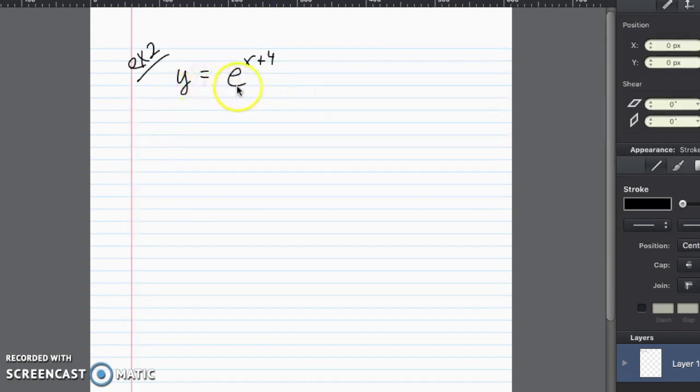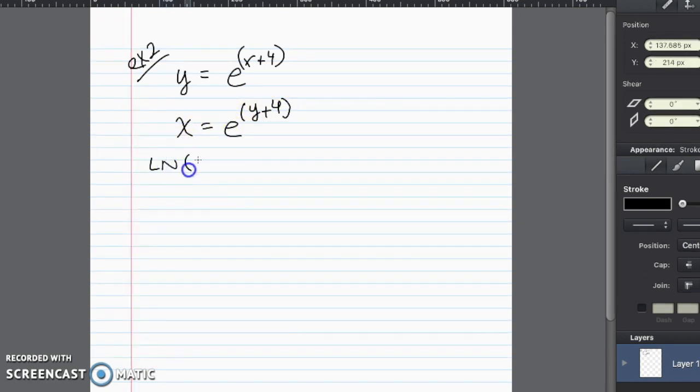It's y is equal to e to the x power plus 4. Again, I'll go ahead and put these in parentheses here. Again, I want to find an inverse. So I'll replace x and y, giving x equals e to the y plus 4. And then what I'll do is, again, I'm going to hit everything with a natural log. So I'll have natural log of x on this side. On this other side, I'll put natural log of e to the y plus 4 power.